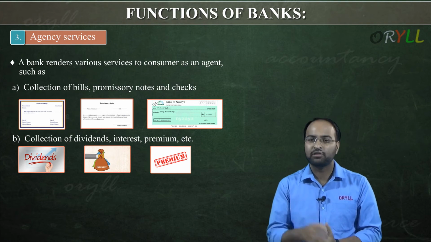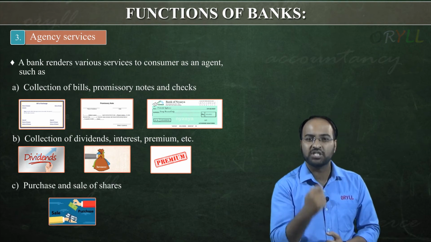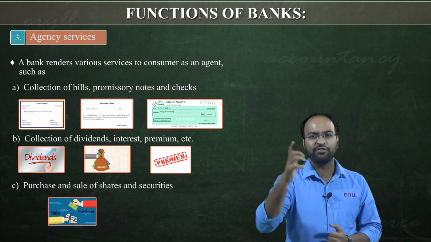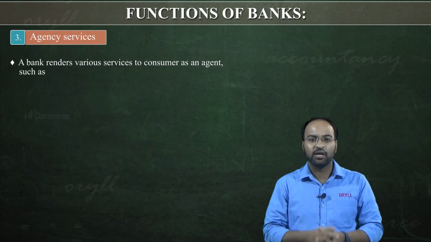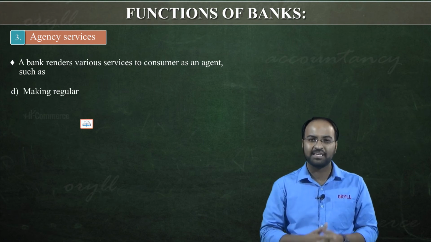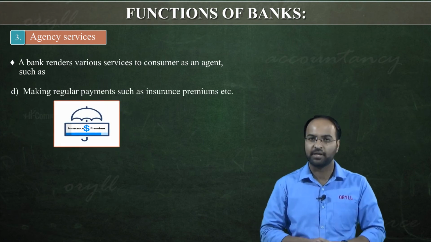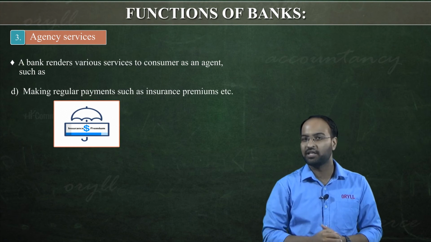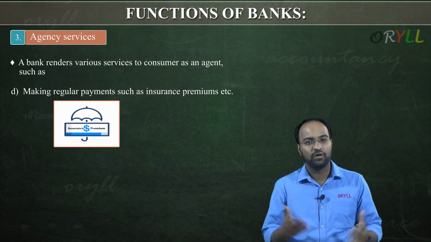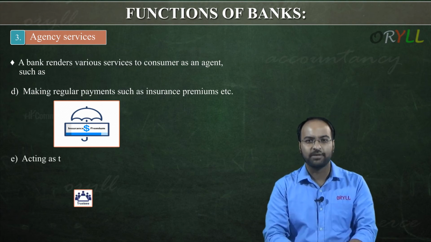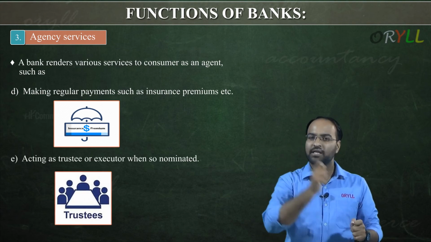Sir, bank will also purchase and sell the shares and securities on behalf of the public in the form of an agent here. Got it? Bank will be making regular payments such as insurance premiums to the insurance company on behalf of a customer here. Nothing but the bank is performing agency services here. Bank will also act as a trustee or executor whenever they are nominated here.